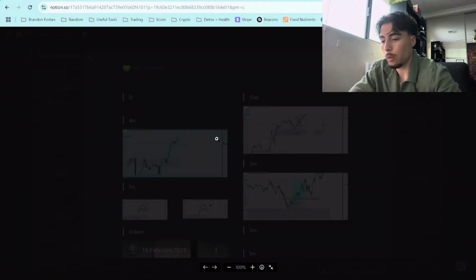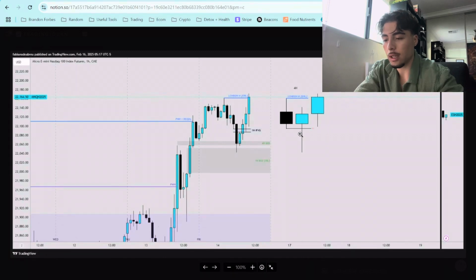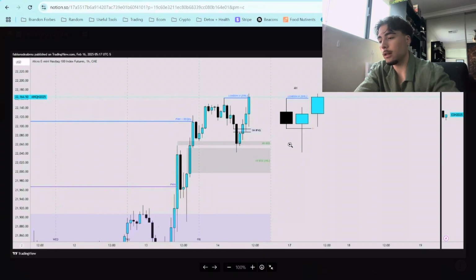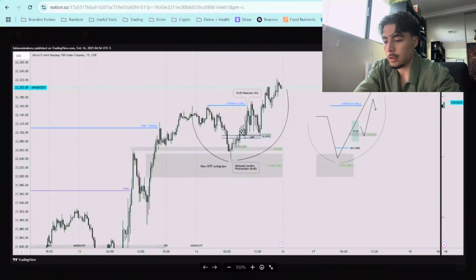Now this is another 1 hour image, but I just wanted to showcase how this 4 hour candle closes here. You can see it tapped into this 1 hour gap, and look how this 4 hour closed. That's pretty bullish. Okay, and now on the 15-minute, you can see right here our new high time frame swing low, and then the buy side of the curve. So we have this sell side of the curve and then the buy side.